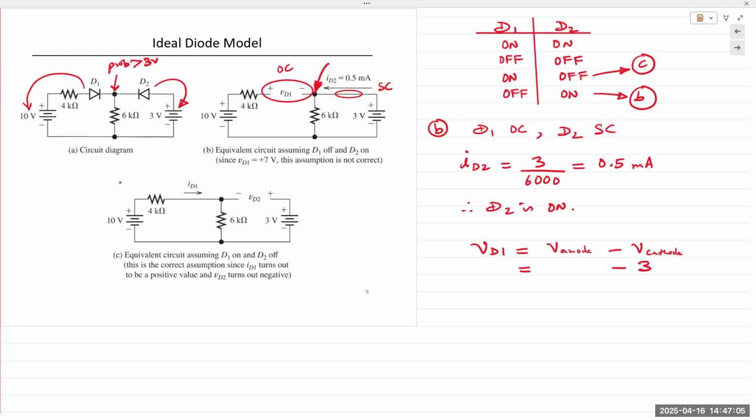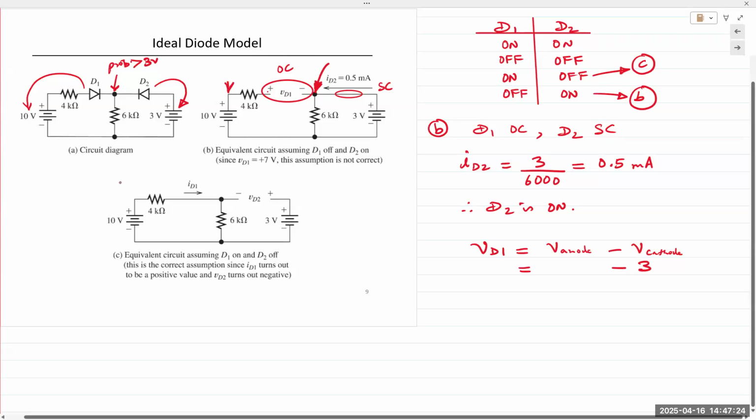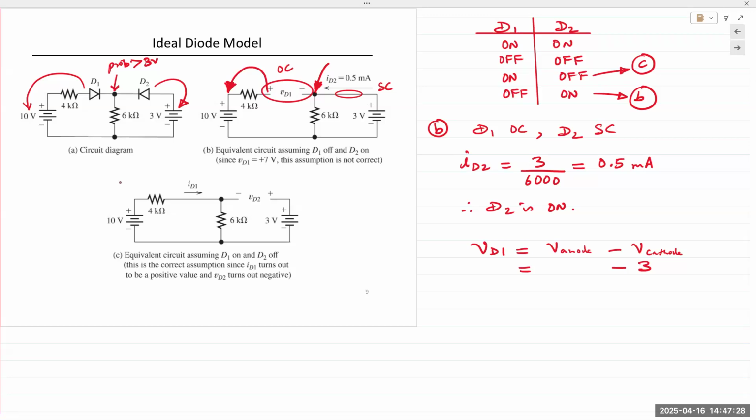So if you have a resistor connected to a voltage source and the other end is left open, not connected to anything, the voltage at that open end of the resistor is the exact same as the voltage at the other end. So voltage here is the same as the voltage here. So it's 10 volts.